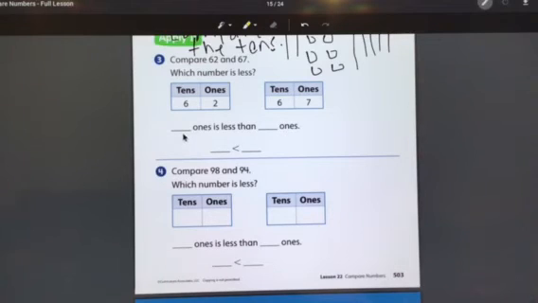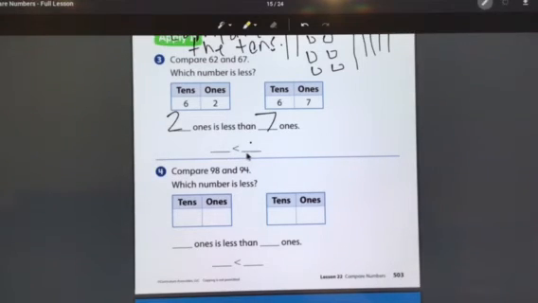So now I need to put the number that is less than first. Not the whole number, how many ones? So 2, this one has 2 ones. 2 is less than 7. So on the line here, you're going to write 2. 2 ones is less than 7 ones.